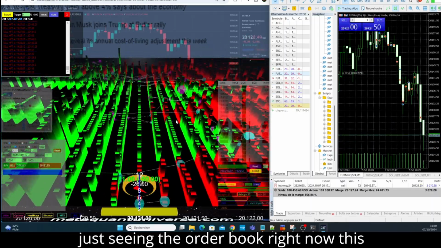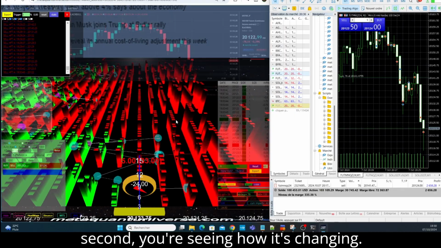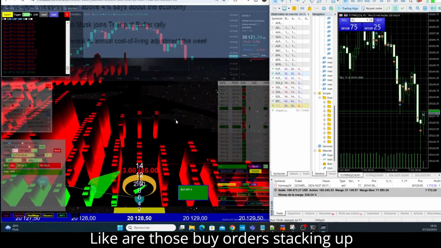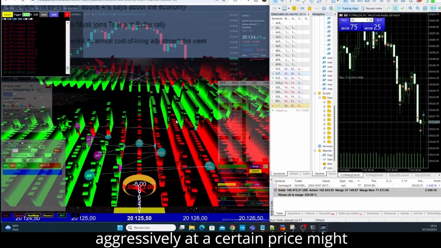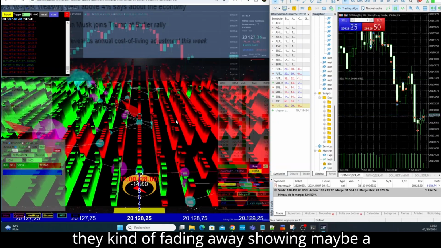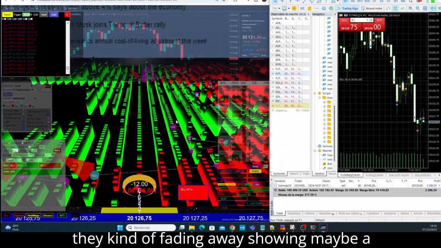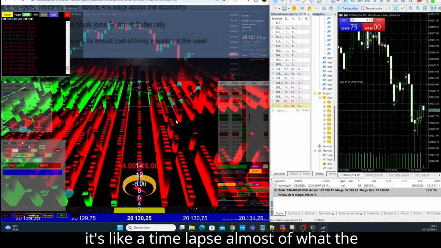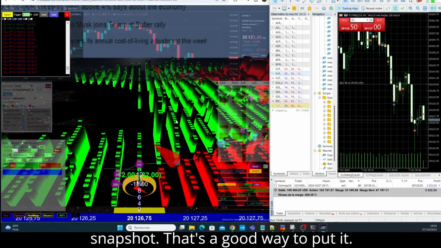So you're not just seeing the order book right now, this second. You're seeing how it's changing. Like, are those buy orders stacking up aggressively at a certain price? Might mean a big buyer's about to jump in. Or are they fading away, showing maybe a lack of real conviction? So it's like a time lapse of what the market's thinking instead of just one snapshot. That's a good way to put it, yeah.